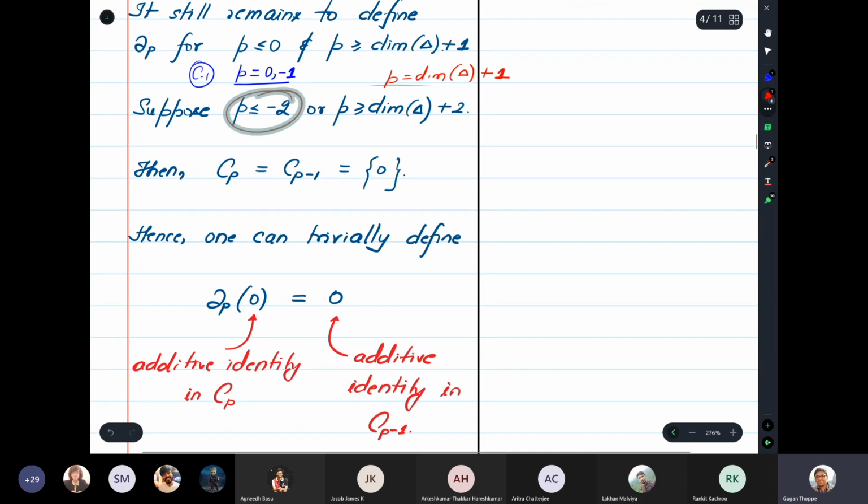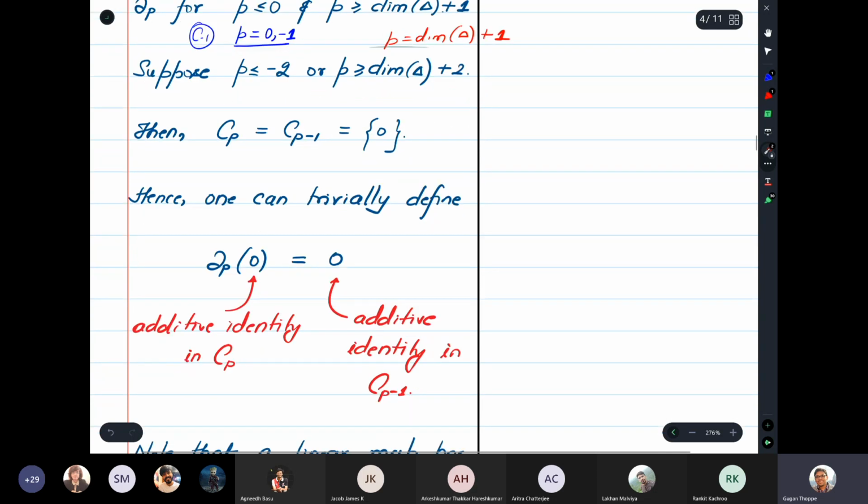We can deal with all these p ranges together, because for whatever p you choose over here, C_p and C_{p-1}, both these vector spaces will be the trivial vector space. In one shot, we will be able to define ∂_p for any p which satisfies these conditions. In both these cases, C_p and C_{p-1} are trivial vector spaces, which means that it only includes one element, which we denote as 0 and interpret as the additive identity. I hope you agree that this is a Z2 vector space.